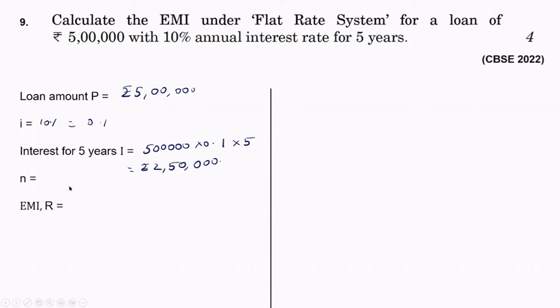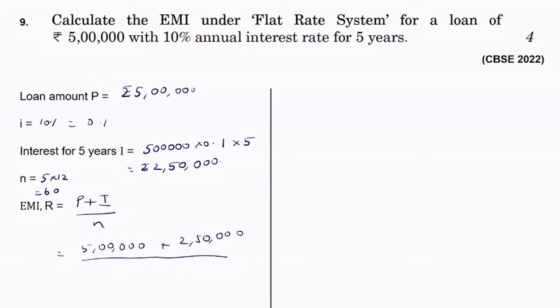And next we have the number of time periods. It is equated monthly installment. So for 5 years we have 5 into 12, which is 60 months. So N is 60. EMI R using flat rate system is given by P plus I upon N. So here P is 5 lakhs plus I is 2,50,000 upon N is 60.